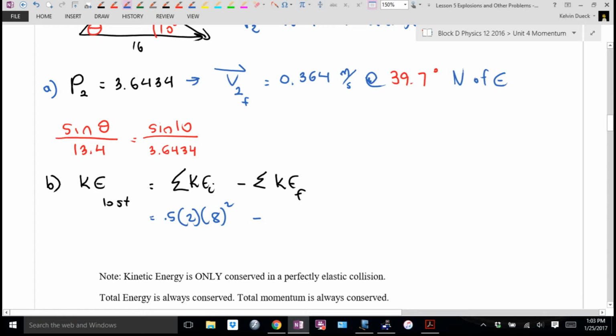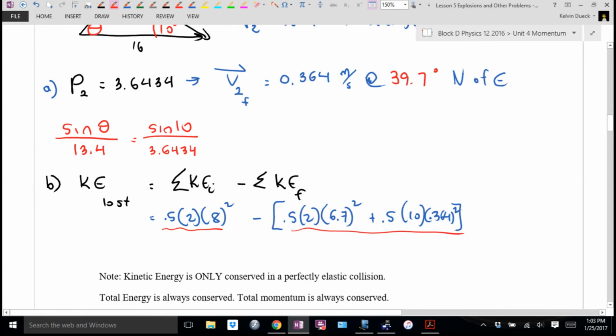And then after, what was moving? Both? Okay, so I'll put that in brackets, both. I have 0.5 times 2. How fast was the 2 kilogram mass moving after? 6.7, is that what it says? Squared. And I have a half times 10 times 0.364 squared. What I started with, take away what I ended with. Whatever's missing is what I lost.